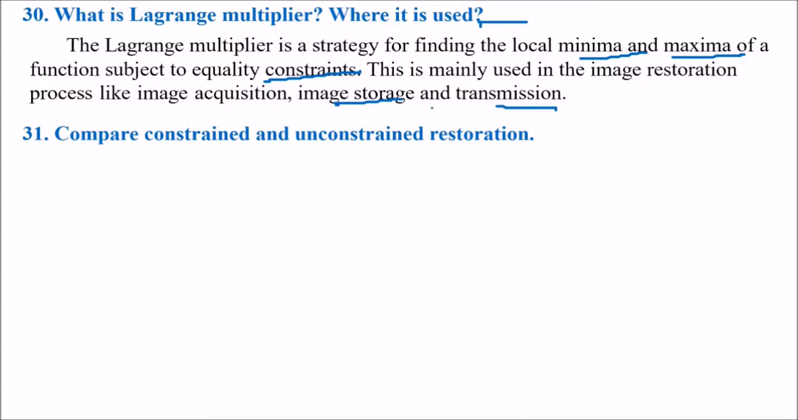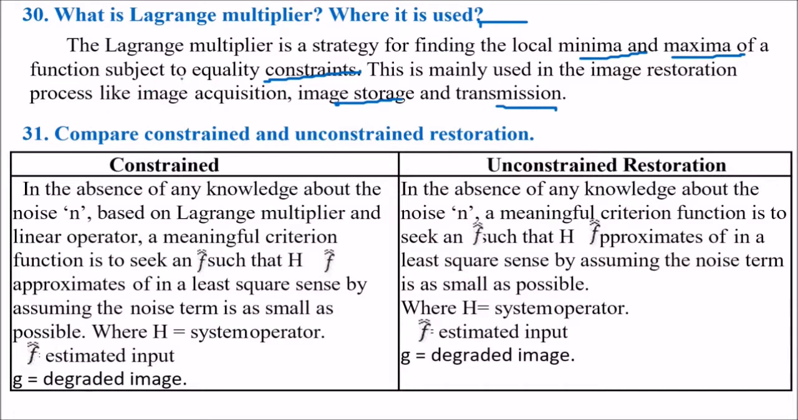Compare constrained and unconstrained restoration. Let us see the constrained one first. In the absence of any knowledge about the noise, based on the Lagrange multiplier and linear operator, a meaningful criterion function is to seek f cap such that H of f cap approximates g in a least square sense, by assuming that the noise term is as small as possible, where H is a system operator, f cap is the estimated image, and g is the degraded image.